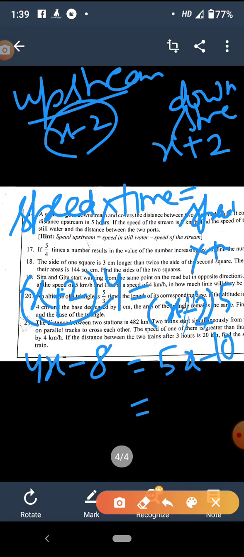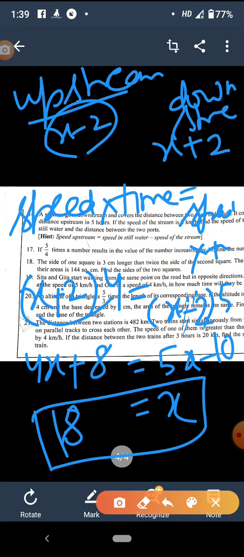Solve it. 5x minus 4x is x. Minus 8 plus 10 is 18. So here you will get the speed, that is 18 km per hour. You have to find out the relative speed in the downstream and the upstream.